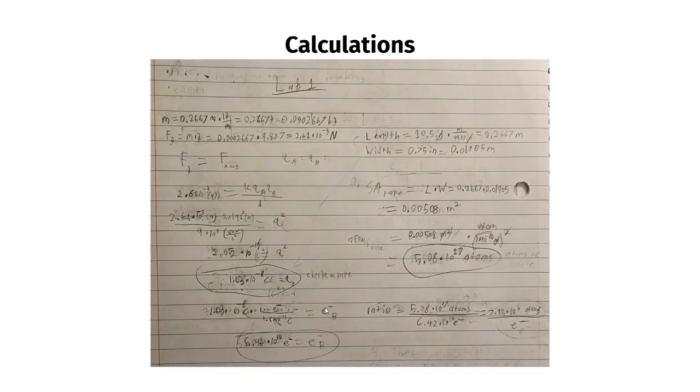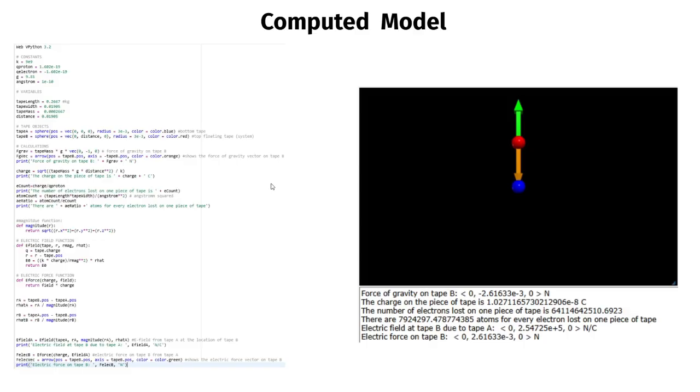We then divided that charge by the charge of an electron to find the amount of electrons lost, and to find the ratio of atoms to electrons, we used the surface area in terms of atoms of the tape, which we got by finding the normal surface area dividing by the size of the atom squared, and we found that to be 7.92 times 10 to the 6 atoms.